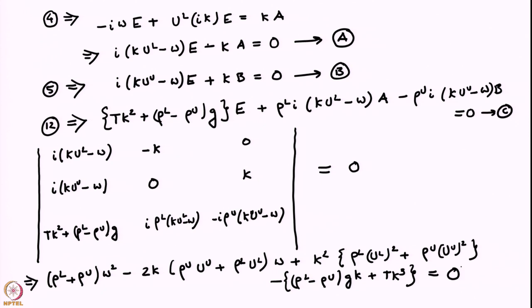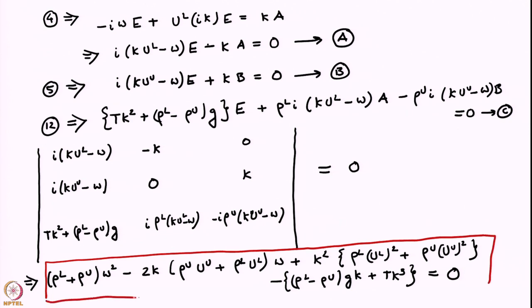Is equal to 0. This is my dispersion relation. It is a quadratic in omega. So this is my dispersion relation. If I solve for omega from here, I will get omega as a function of k. Now before we look at the roots of this dispersion relation, let us first look at the discriminant, because this is a quadratic and that is what tells us whether there is any possibility of instability or not.